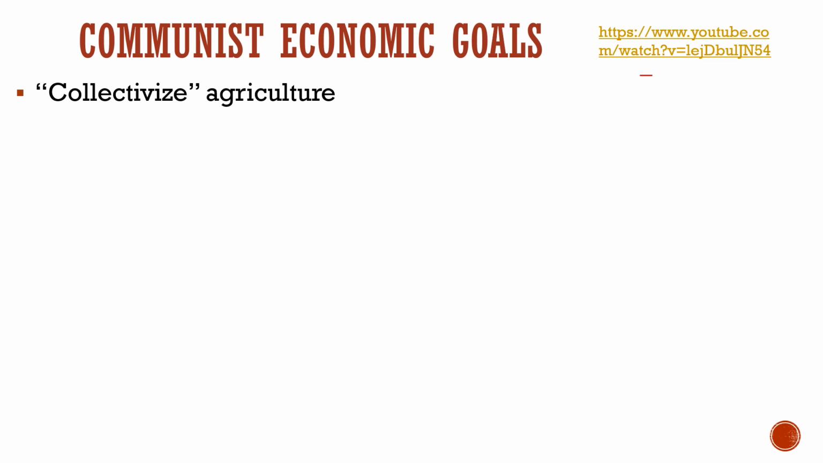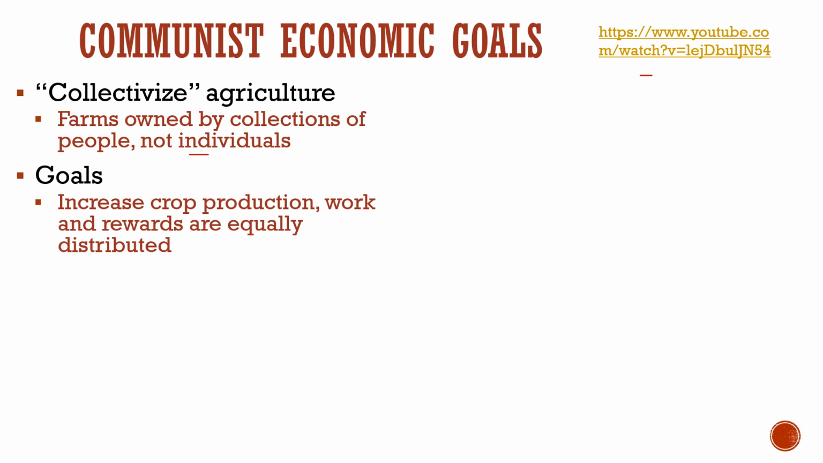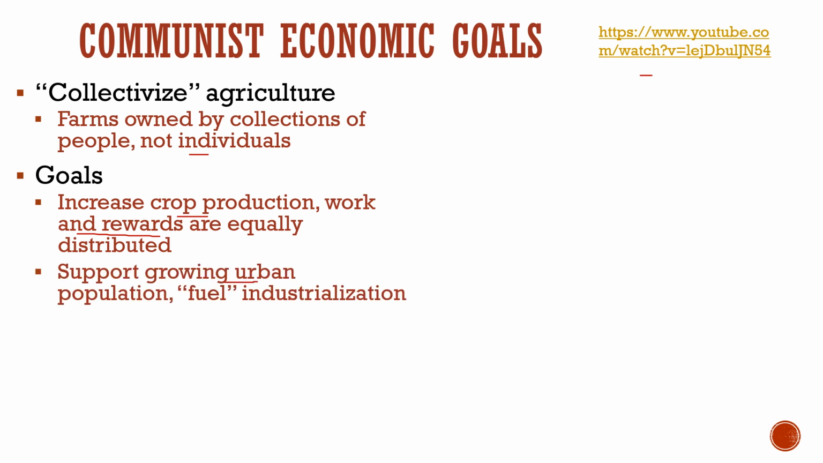So again, collective agriculture. So this is, again, where the farms are owned by collections of people, not individuals. The goals of that is to increase the crop production. Work and reward are equally distributed. It supports the growing urban population, so it kind of fuels industrialism by, again, having more people who can go into industry and not as many needed on farms because it's more unionized, and the work is kind of more efficient and can be done better.